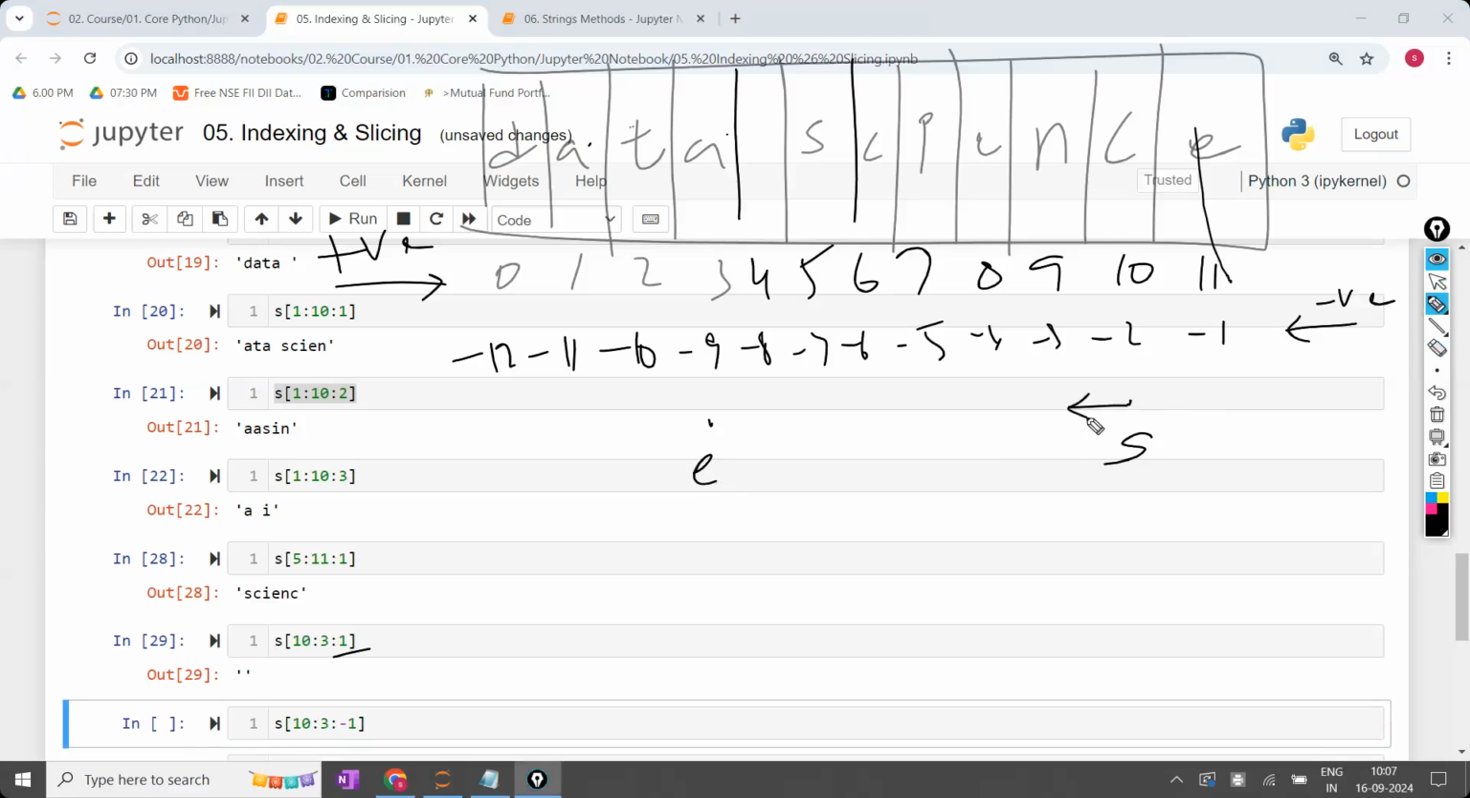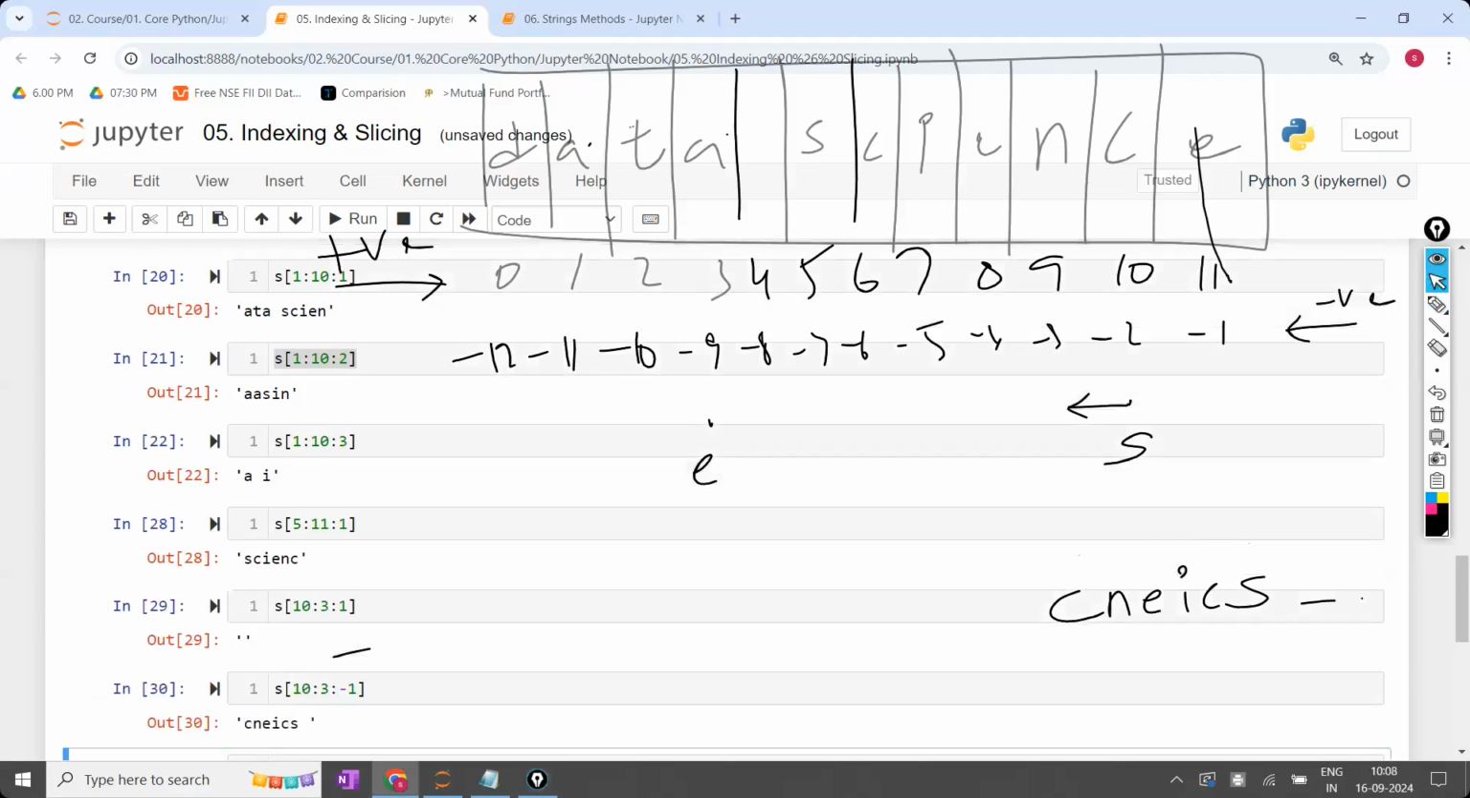Possible. How then, what is the starting one? First one is C, N, E, I, C, S, space, A. Should A be included or should A not be included? A should not be included. So up to this one, up to space. So you are going to get CNEICS space. In the reverse order, it is moving.